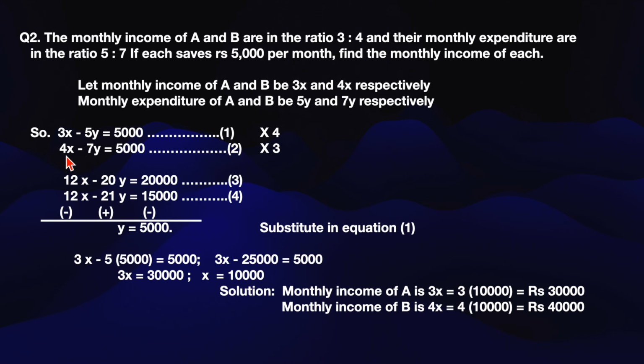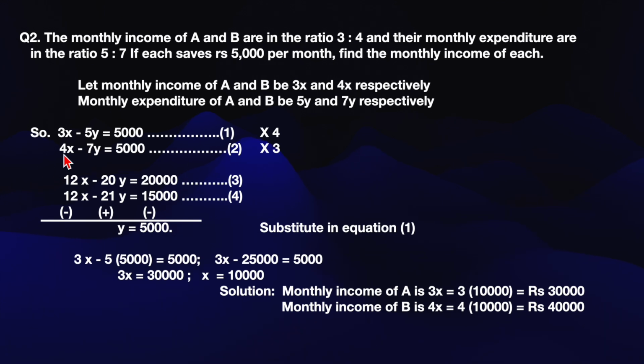Okay, now we are going to do elimination. I want to eliminate x. What is the LCM of the coefficient? It is 12. So to make 3 as 12, I have to multiply by 4. I'll multiply the whole equation by 4. So 12x, 4 5s are 20 minus 20y, 4 5s are 20, like 20,000. So this is the new equation.